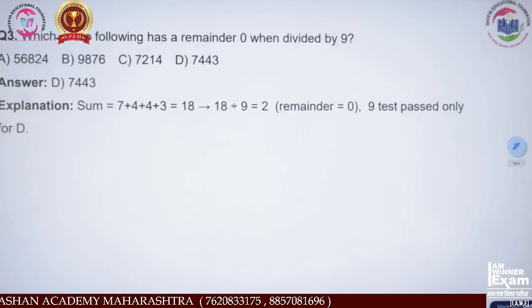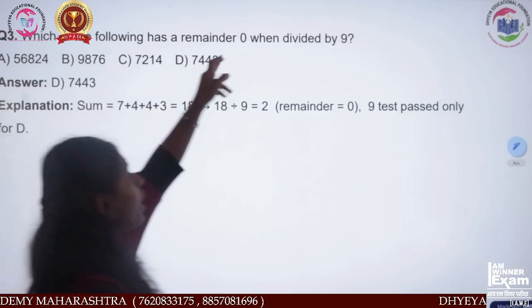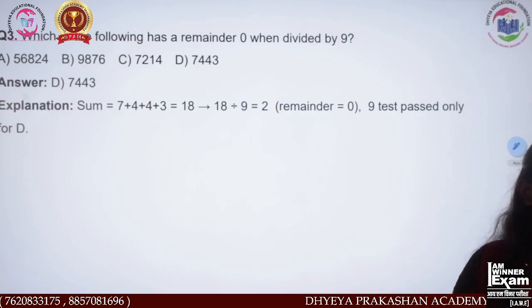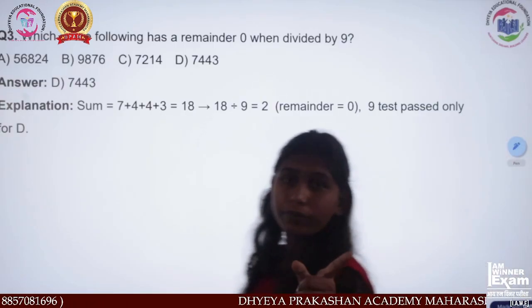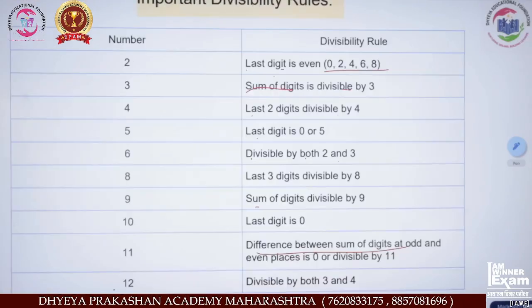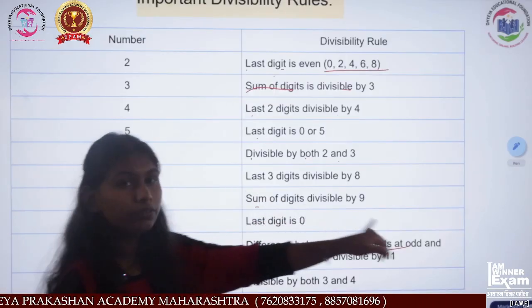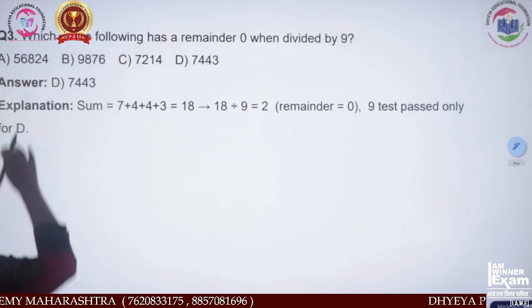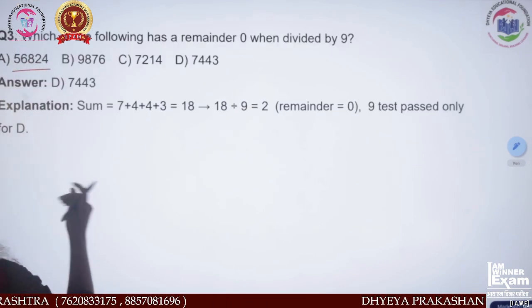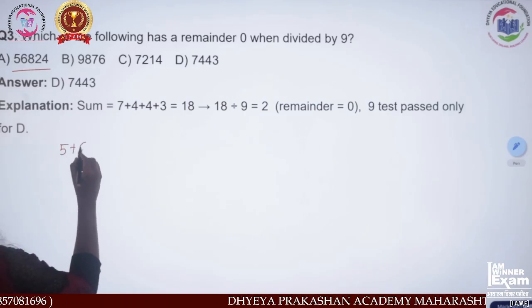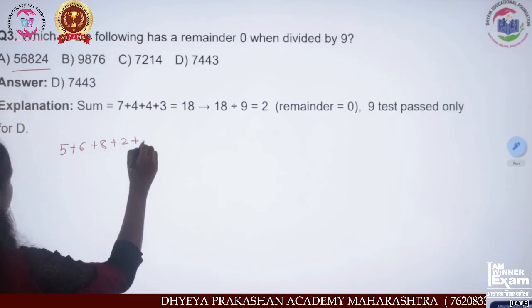Okay, then next: which of the following has a remainder 0 when divided by 9? Now how will you check whether the number is divisible by 9 or not? If the sum of digits is divisible by 9, then the number is divisible by 9. So you have to sum all the digits. First we will take this: 5 plus 6 plus 8 plus 2 plus 4.